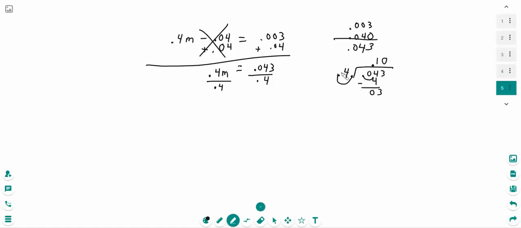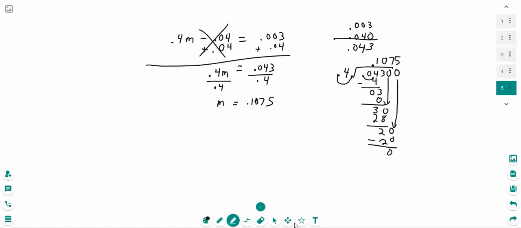And then it can go into it 0 times. 0 times 4 is 0, which leaves 3. We can then annex another 0 and bring that 0 down. 4 can go into 30, 7 times, 28, with a remainder of 2. And then we'd have to annex another 0 and bring that down. And now we've got 20. 4 can go into 20 5 times. And then 5 times 4 is 20. Oh, we made it. All right. So we end up with m is equal to 0.1075, right? 0.1075. So again, because we're dealing with decimals, it's just a little bit more work.